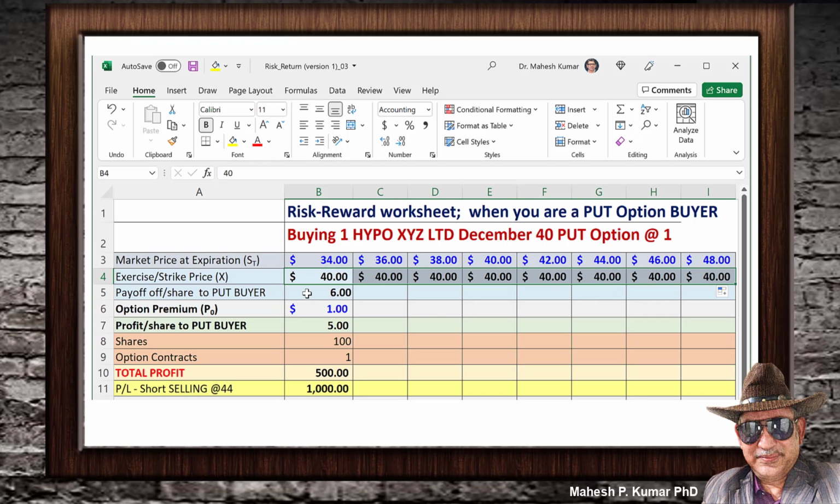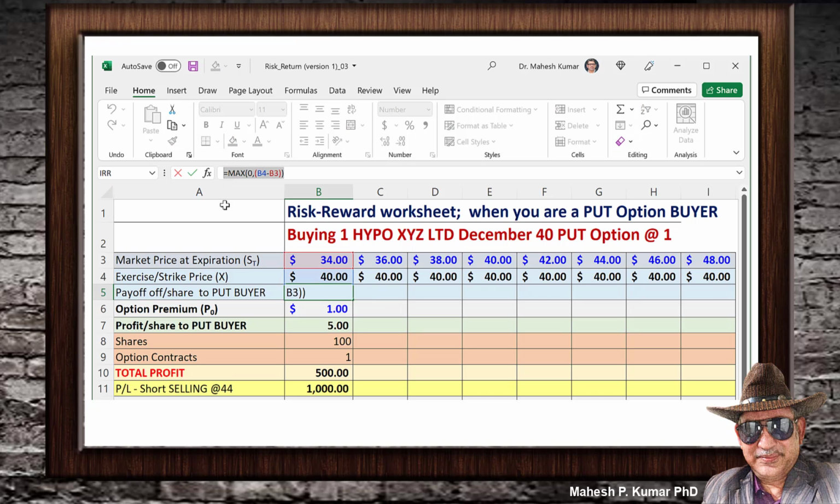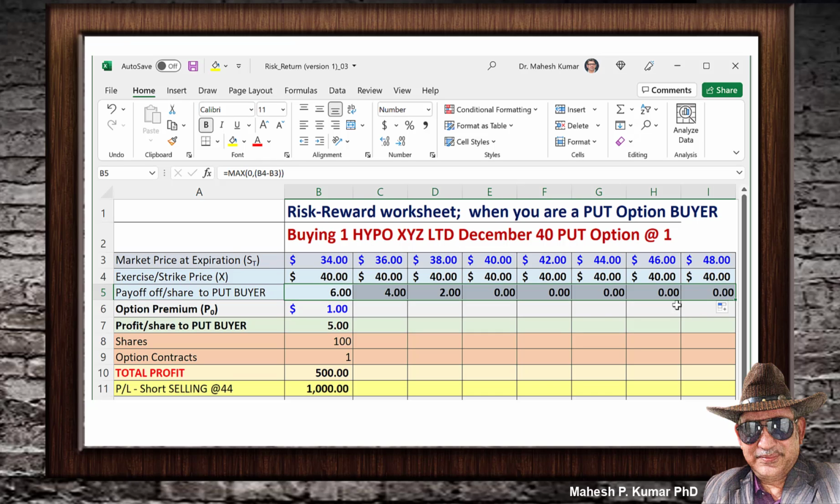Exercise price is of course 40, and payoff is calculated with this formula which we have just seen. For the first situation, payoff comes out to be $6. Naturally you were bearish and the price went down to 34 and you have the right to sell it at 40, so you are having a payoff of $6. But in various situations this would go like this.